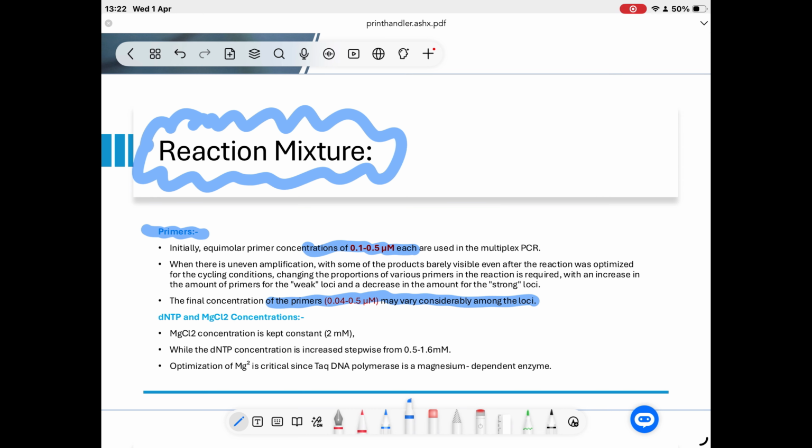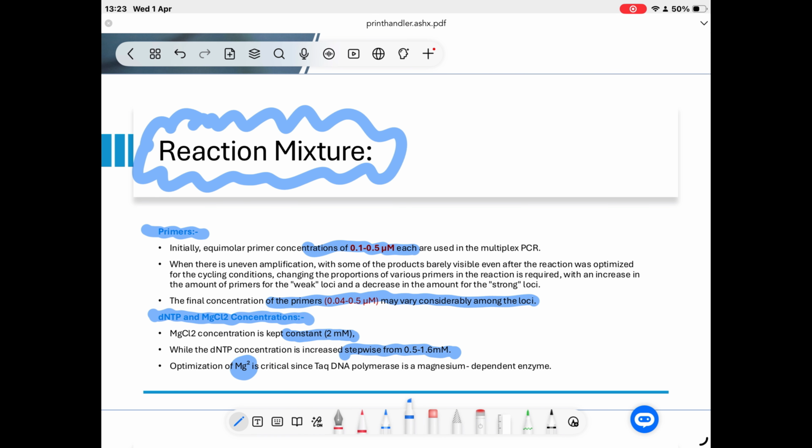Wow. Okay, moving to the next variables. DNTP and MgCl2 concentrations. The document states that MgCl2, magnesium chloride, concentration is kept strictly constant at 2 millimolar. Meanwhile, the DNTP concentration, the loose nucleotide bricks, must be increased stepwise from 0.5 to 1.6 millimolar to accommodate the multiple targets. This is such a crucial balance. It emphasizes that the optimization of magnesium is critical because Taq DNA polymerase is a magnesium-dependent enzyme. Let's dig into the bioinorganic chemistry here. Why does the enzyme care about magnesium, and why is the balance between magnesium and the DNTPs so volatile?